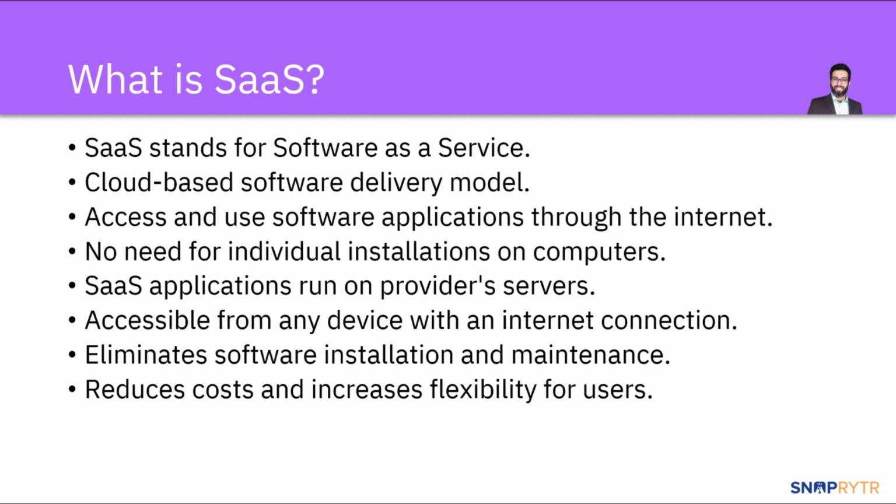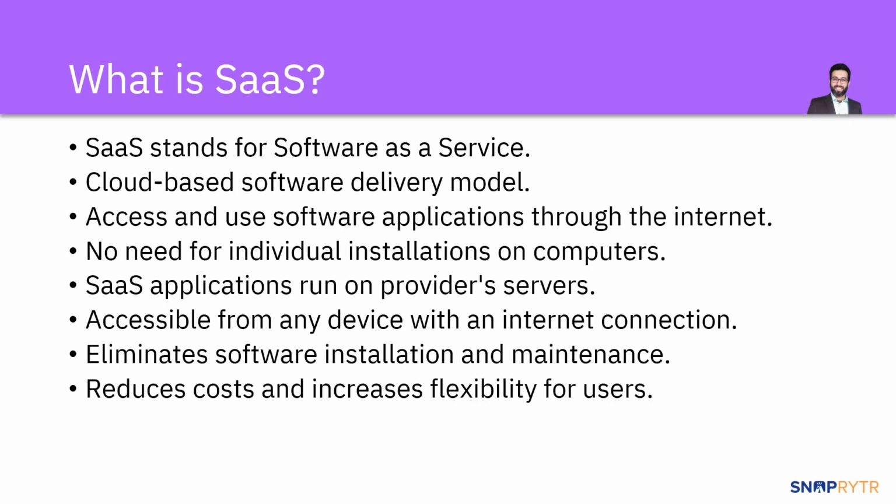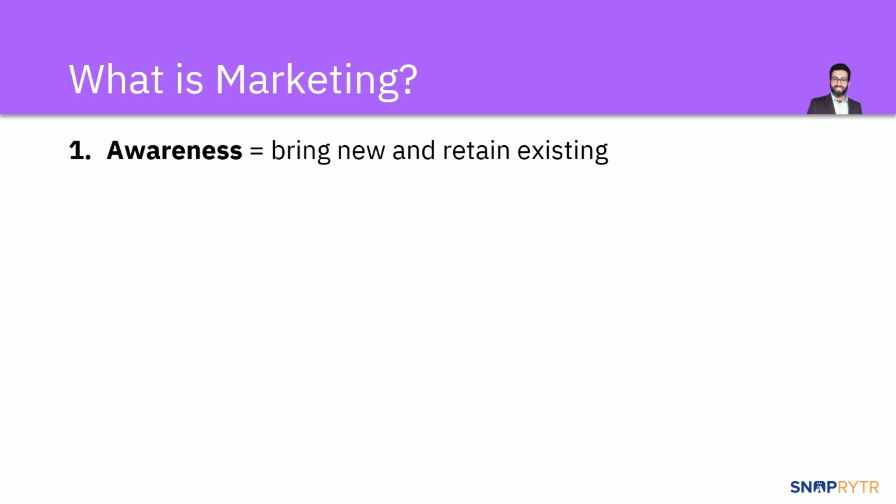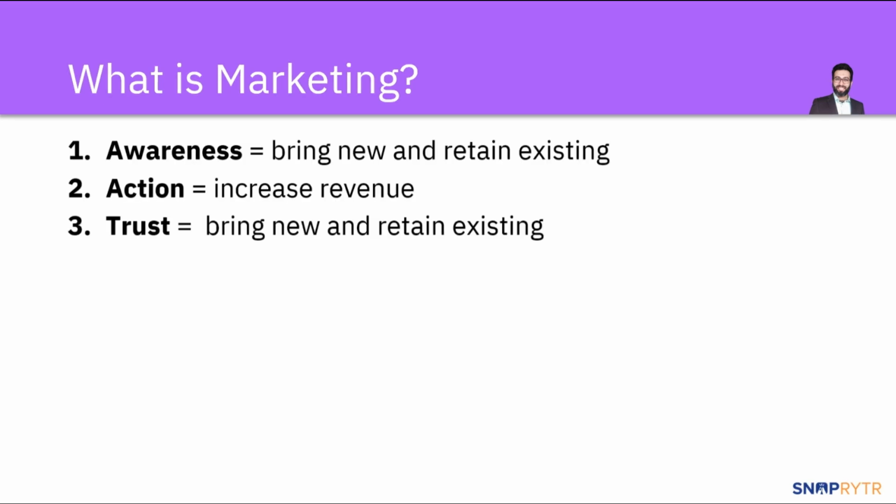Let's break down the essence of marketing into three fundamental pillars: awareness, action, and trust. Firstly, marketing is the strategic process of creating, communicating, delivering, and exchanging offerings that have value for customers and society at large. Awareness is the initial step. It's about bringing in new customers and ensuring the loyalty of existing ones. By spreading the word about your product or service, you create a brand presence that attracts and retains customers.